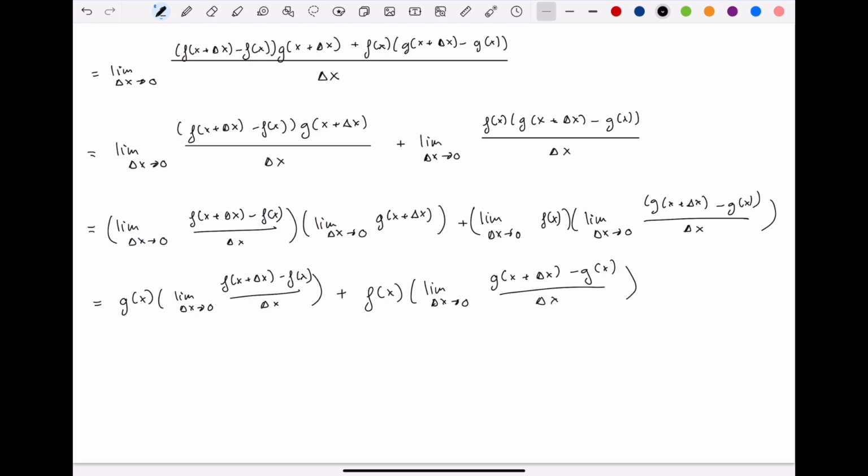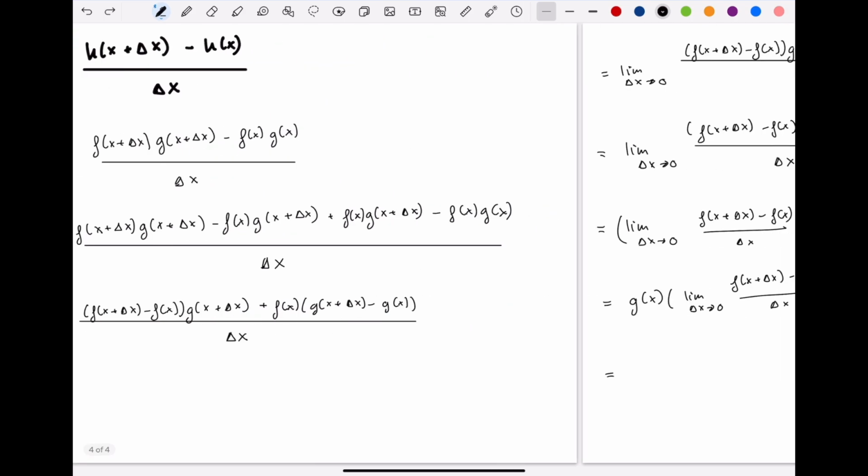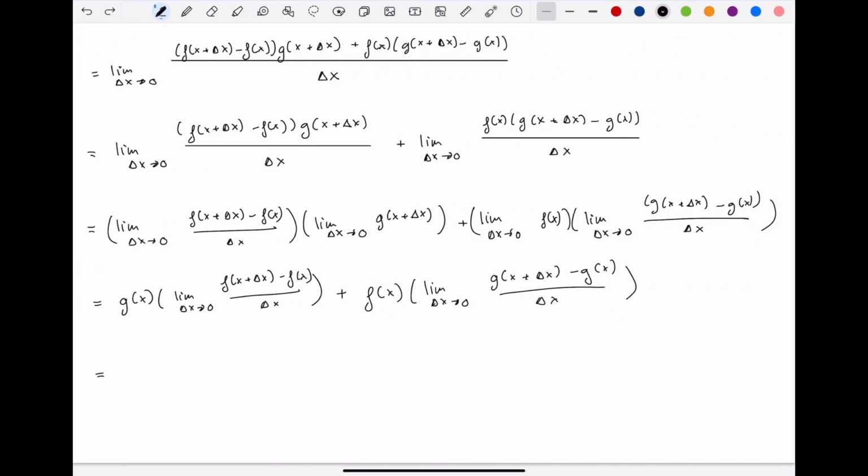And if you look at this, do you recognize something? If you look at these two parts right here, these two limits, what do they remind you of? Well, if you look back to how we first defined h of x, this is exactly the definition of a derivative. So these two limits are the derivative of f of x and the derivative of g of x. So we can simply write this as g of x times f prime of x, so the derivative of f of x, plus f of x times g prime of x, so the derivative of g of x. Again, because this is simply the limit definition of the derivative.